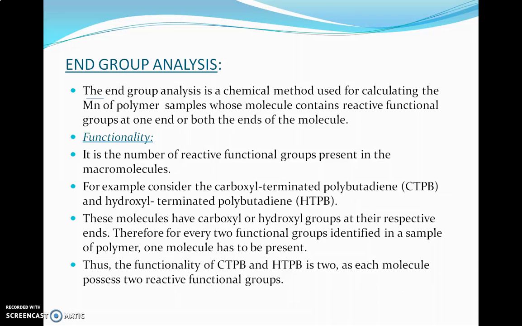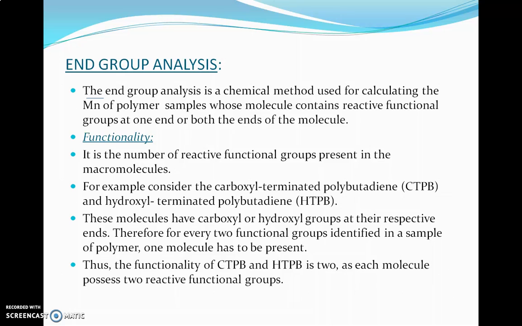First of all, let's look at what we mean by end group analysis. The end group analysis is a chemical method used for calculating the number average molecular weight of a polymer sample whose molecule contains a reactive functional group at one end or both the ends of the molecule.